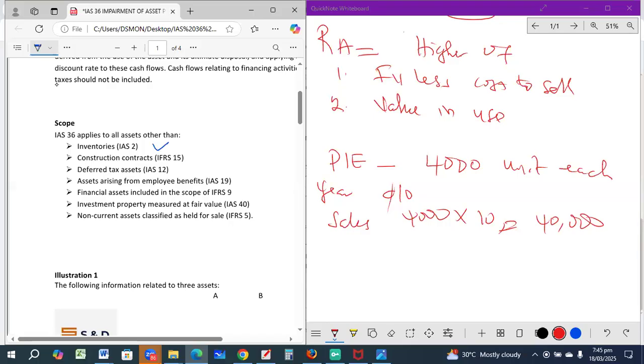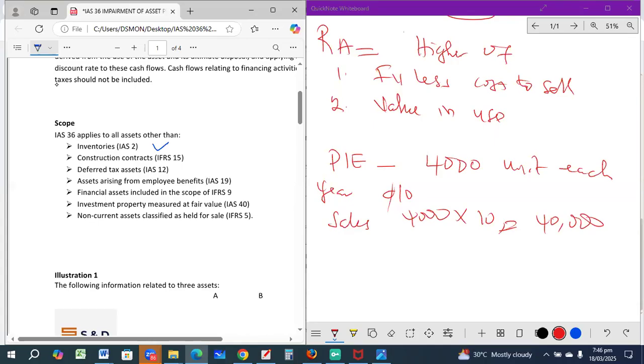IAS 2, inventories. We said that inventories are valued at the lower of cost and net realizable value. So at any given point in time, you always choose the lower value. Upon choosing that figure, the impairment has already been taken care of. If the cost of the asset is 2,000 and the net realizable value is 1,000, automatically you are going to pick the 1,000. So by picking the lower amount, the impairment has already been taken over.